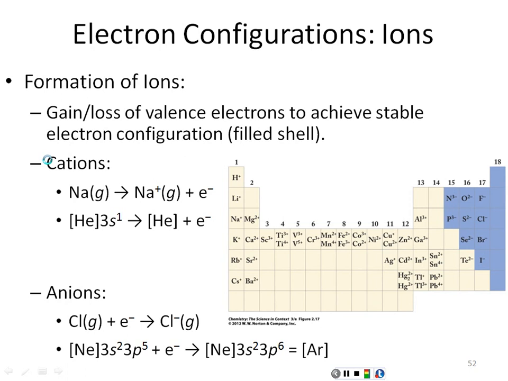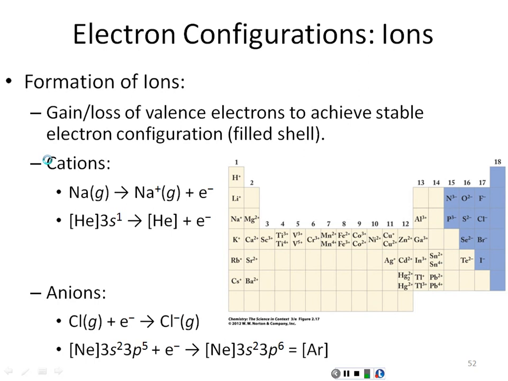Okay. So we've looked at electron configurations of atoms. Now we're going to look at electron configurations for ions. So what are ions, first of all? An ion is an atom that has either gained or lost a valence electron. And usually this happens, a gain or loss of electrons, to get to a stable electron configuration of a filled shell.